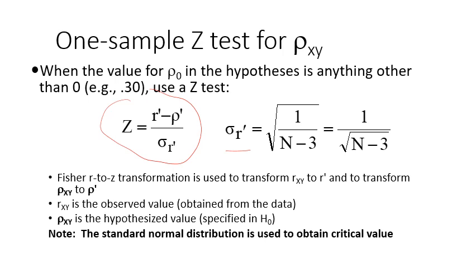With Fisher's r to z transformation, you'd use that chart, and very important, many people make this mistake: up here, and here, you're not using r, and you're not using rho. You're not using your hypothesized correlation and your sample correlation. You're using the transformed values. Those primes mean that they're transformed.